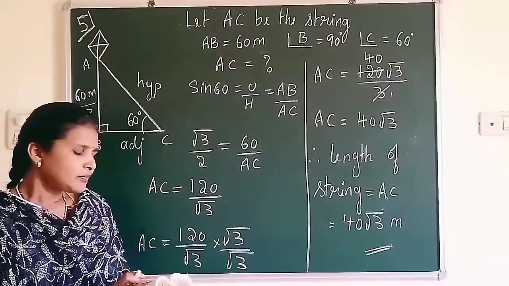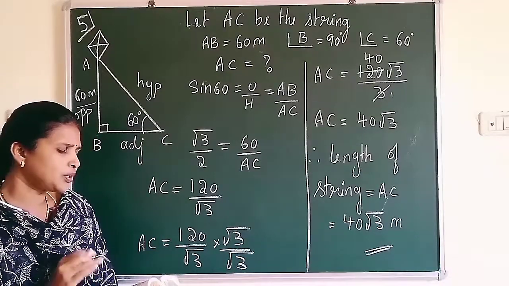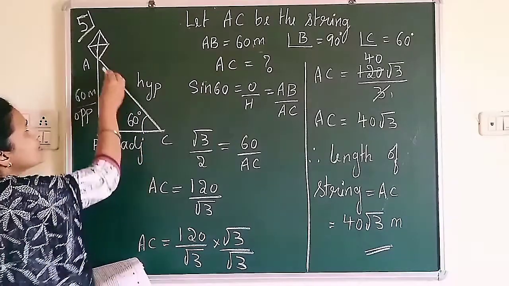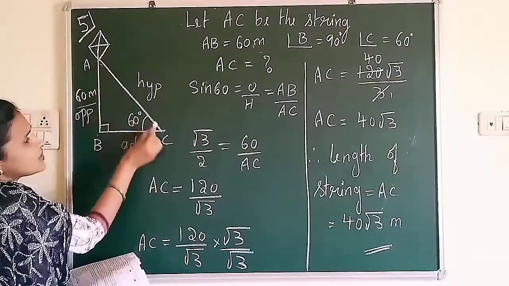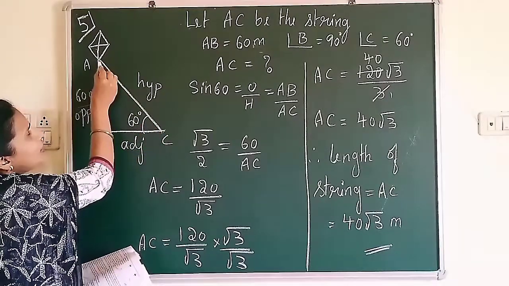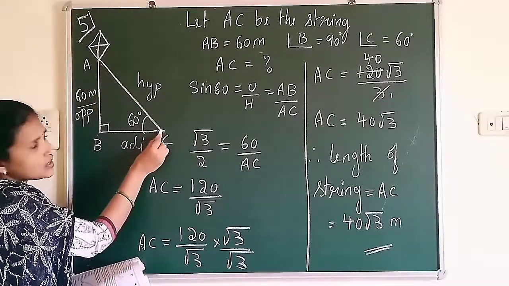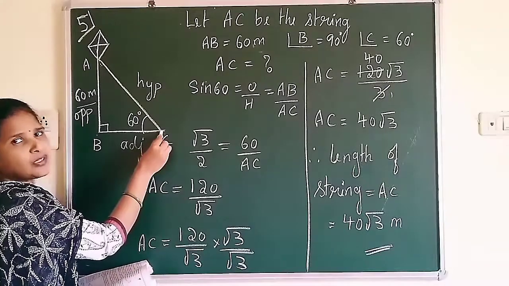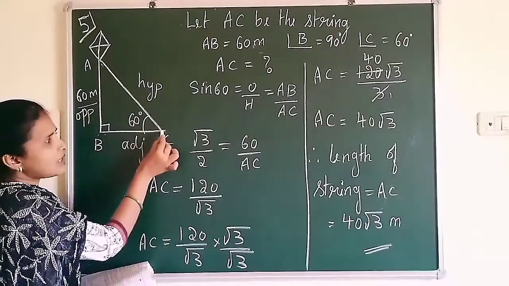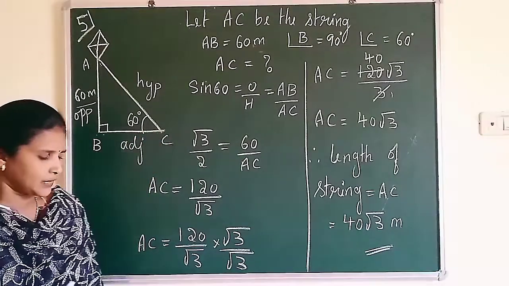And the string attached to the kite is temporarily tied to a point on the ground. Means this is a string. You can observe AC will be the string. The string which is tied to the kite is tied at the other end to a point on the ground. Means BC is the ground. So one end of the string is tied to the point C.